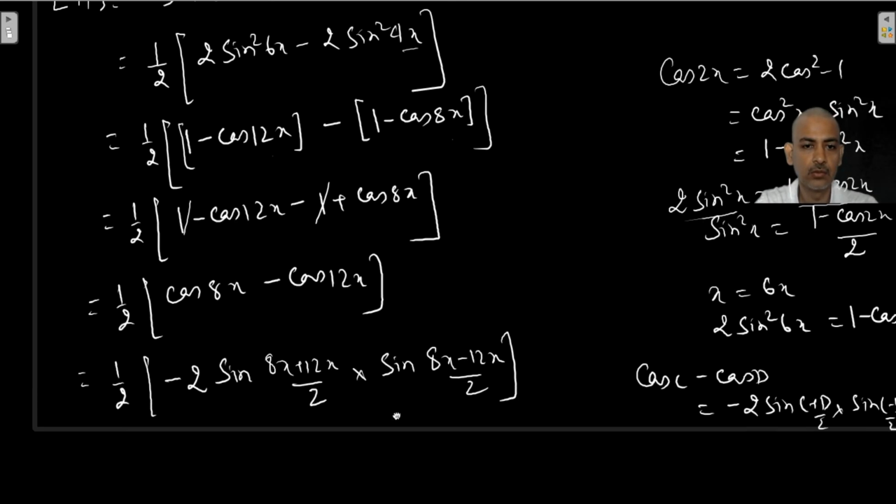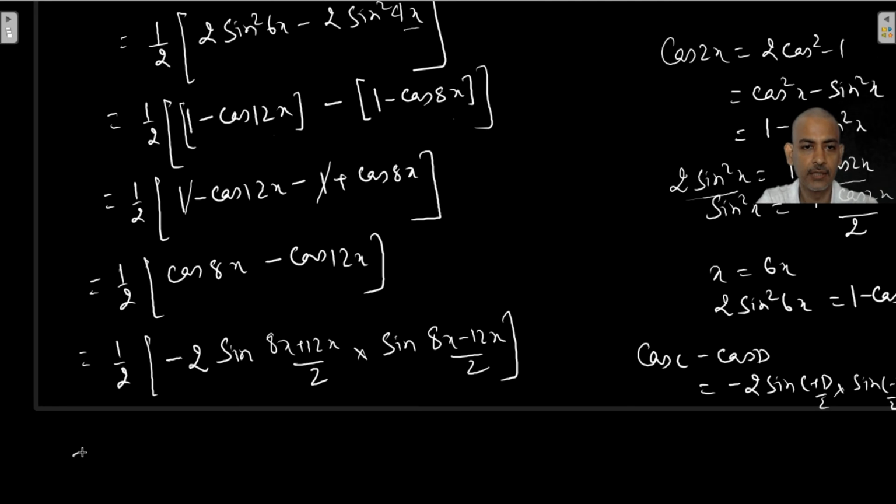So now when you come over here, this 2 cancels out, and then you are left with minus of sin, where 12 and 8 becomes 20, 20 divided by 2 will become 10x, into sine of 8x minus 12x, which becomes minus 4x, divided by 2 will be minus 2x, right?